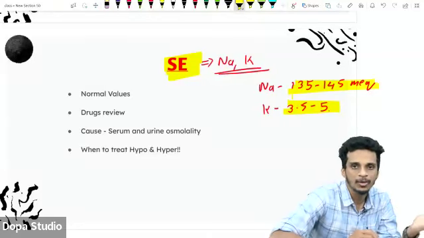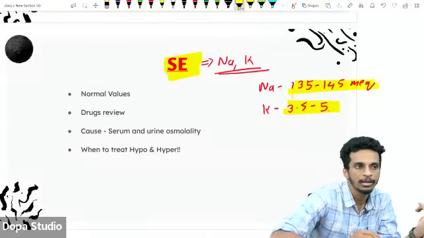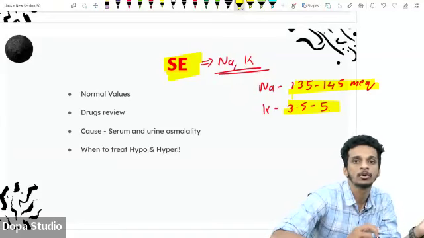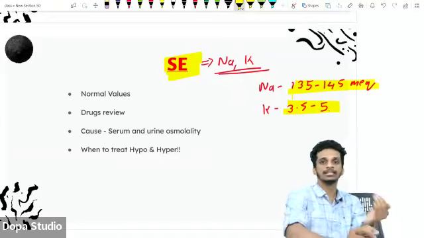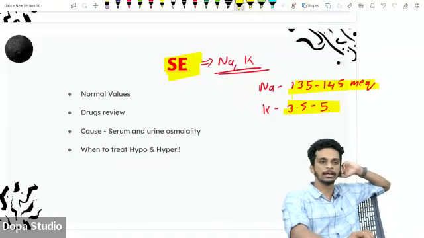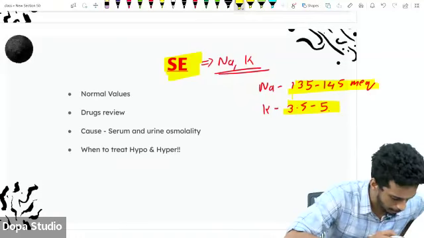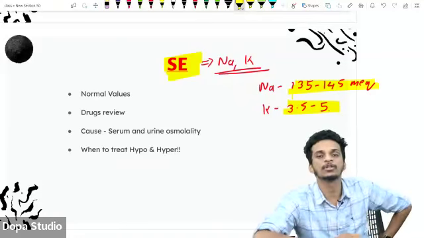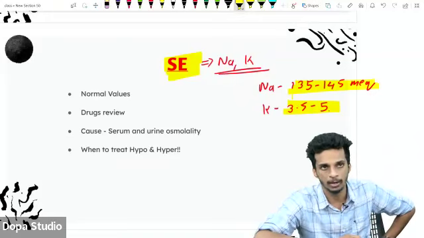So naturally, a sodium less than 135 is called hyponatremia. A sodium more than 145 is called hypernatremia. A potassium less than 3.5 is called hypokalemia, and a potassium more than 5 is called hyperkalemia. I hope it's clear up to this point. Okay, so that's about sodium and potassium normal values.